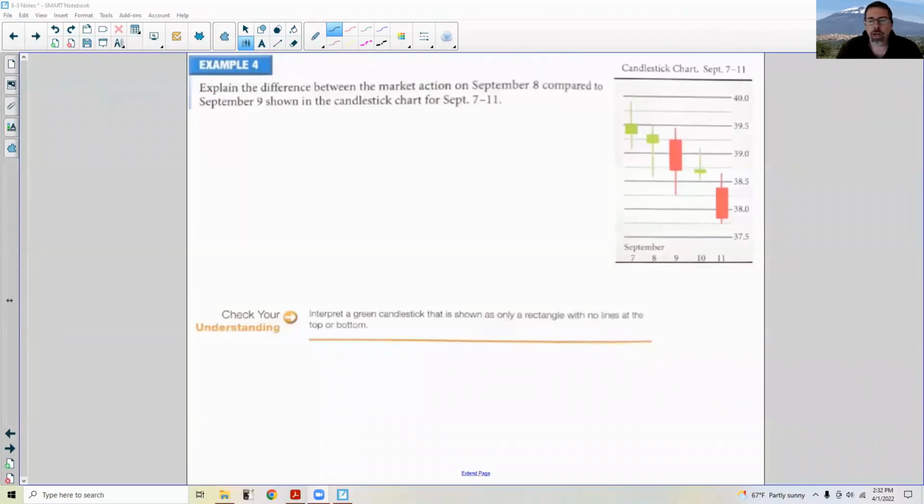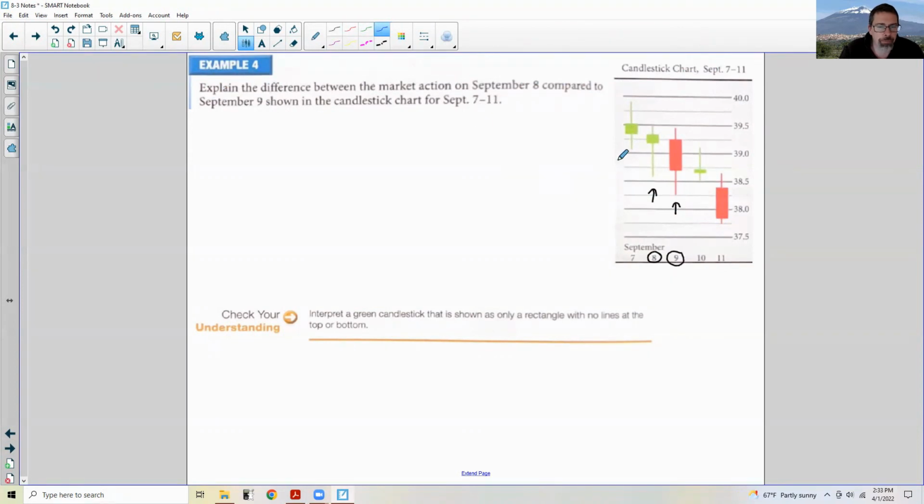Okay, this is a more common graph or chart. I use these candlestick charts. So this is a candlestick chart from September 7th to the 11th. All right, let me use blue. So it says example 4, explain the difference between the market action on September 8th, but I turned that blue, compared to September 9th. Okay, we're comparing these two candlesticks right here and right here.